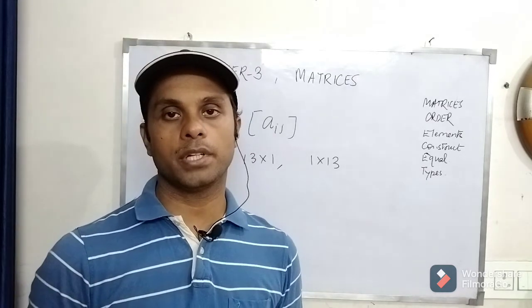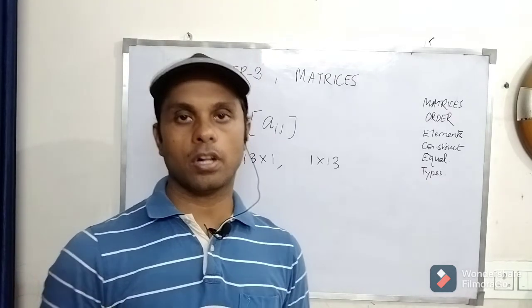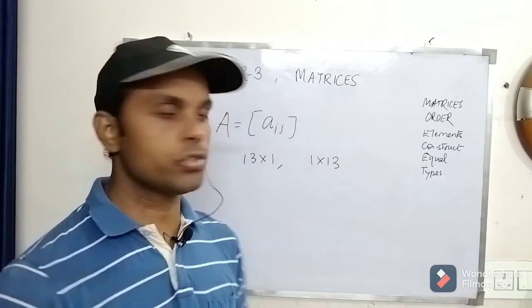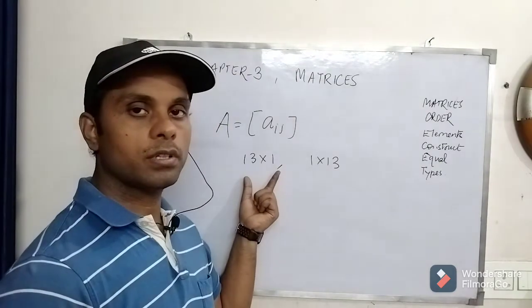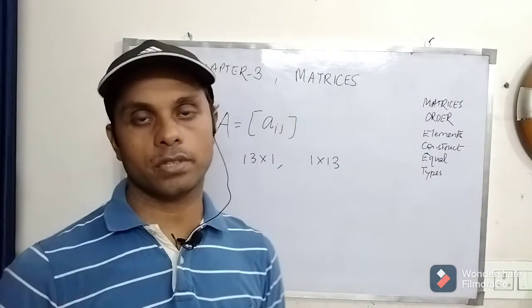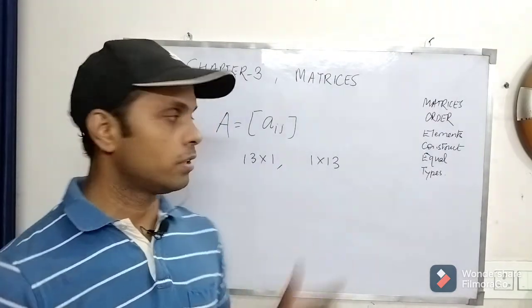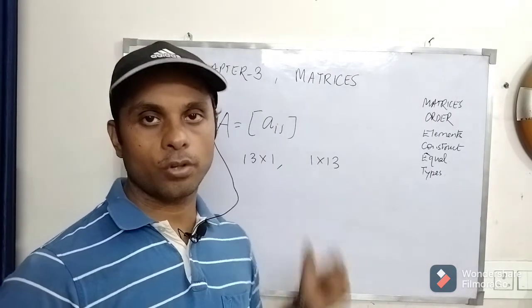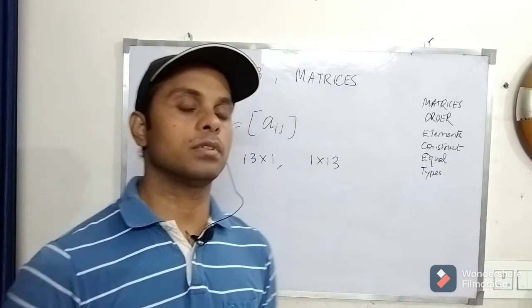So only two possibilities are there. All the possible factors of 13 are 13 and 1. So we can arrange it as 13 by 1 or 1 by 13. So these are the possible orders of matrices. Okay, I am taking another example.